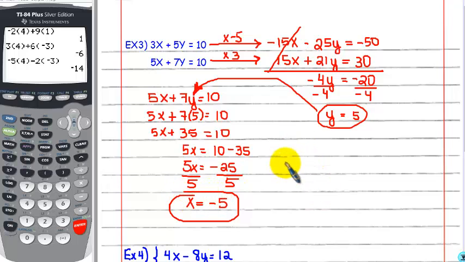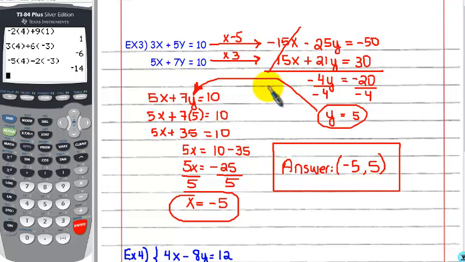So our answer is going to be negative 5, comma 5.